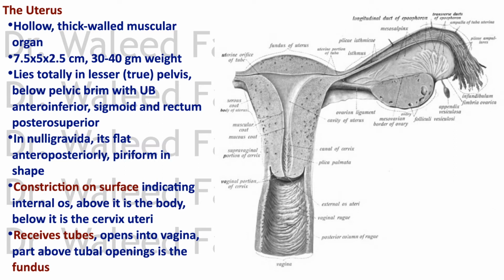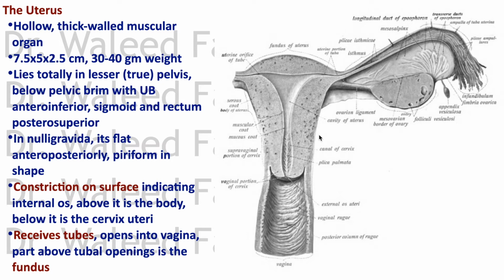In nulligravida means that she didn't get pregnant before, not didn't give birth before, didn't get pregnant before. It's flat and pyriform in shape. On the outer side, there is a constriction at the surface that marks the level of the internal os. The internal os is the upper opening of the cervical canal, where the uterus changes from cervix to corpus uteri.